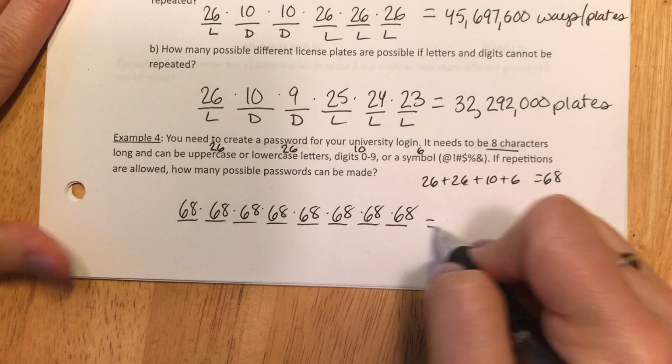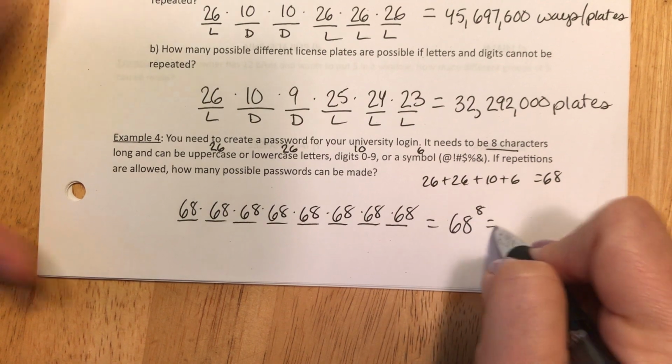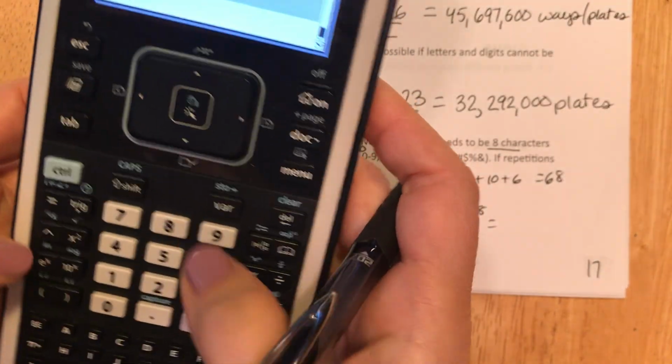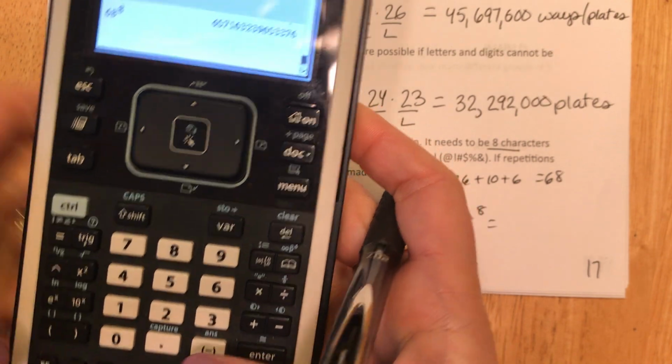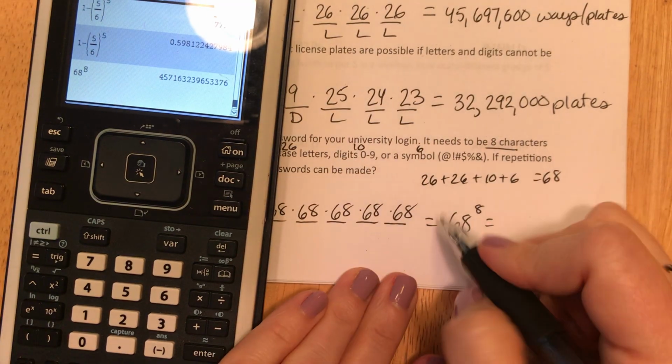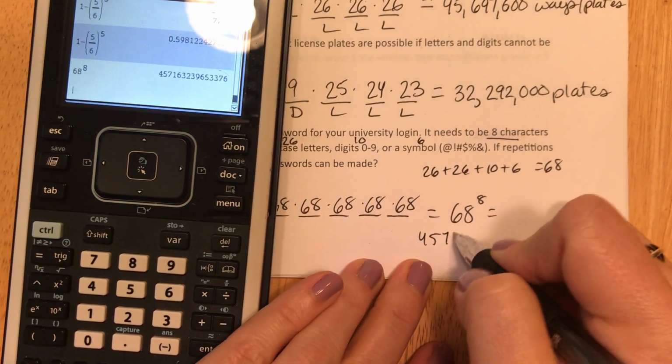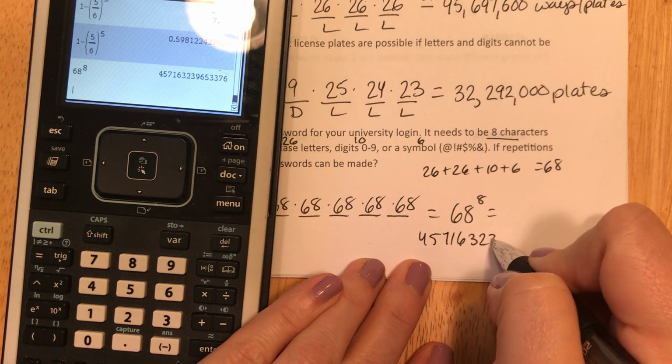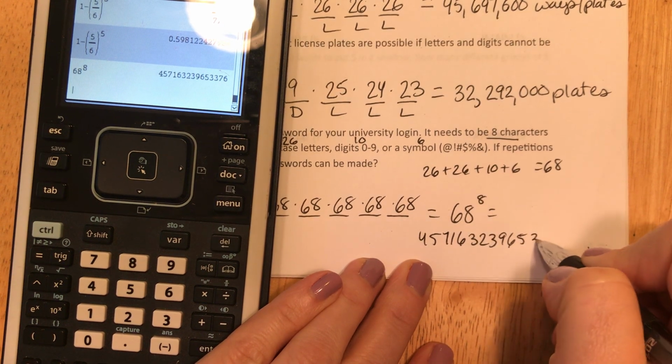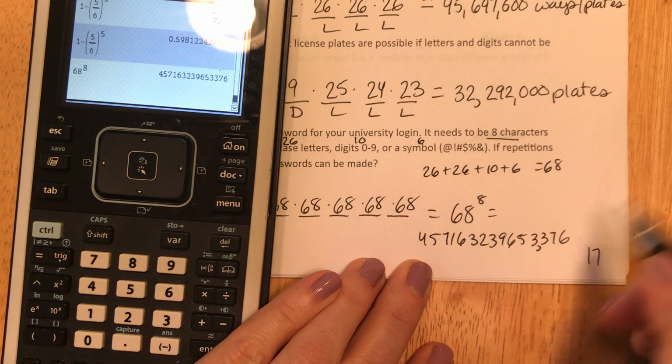So this is really 68 to the 8th power, which I don't know. What is that answer? Oh, epic. 4, 5, 7, 1, 6, 3, 2, 3, 9, 6, 5, 3, 3, 7, 6. Go backwards.